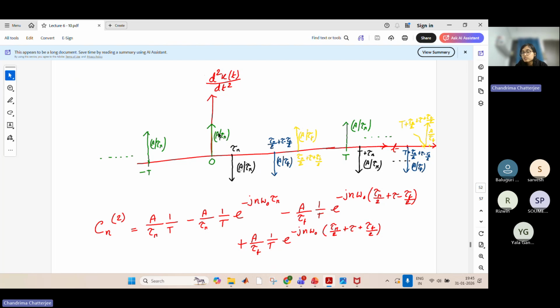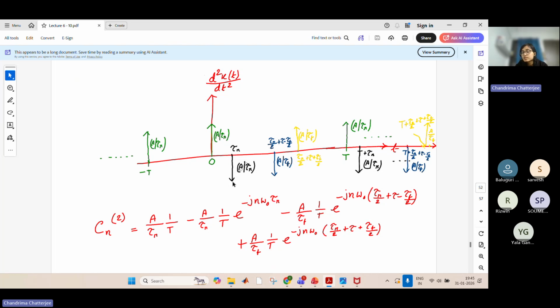See, then you will have to just sum them. So the first one, its magnitude is A by tau r, so A by tau r times 1 by T, right? And then here there is some exponential term. Why? Because it is shifted from the origin. It is shifted by this tau r time, right?